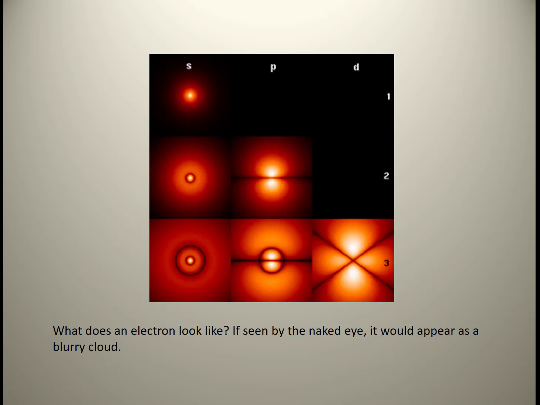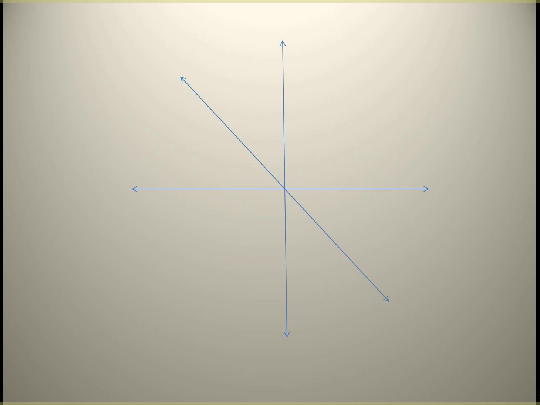Here's just a picture that shows what an atom might look like. If you were able to see an atom with the naked eye without these high-tech microscopes, it would appear as a blurry cloud. So if you've ever wanted to know that, that's what it would look like. This is optional if you watch this, but if you're interested in what the atom looks like, this quantum mechanical view, I'm going to be using the electron configuration to help show what the atom might look like.